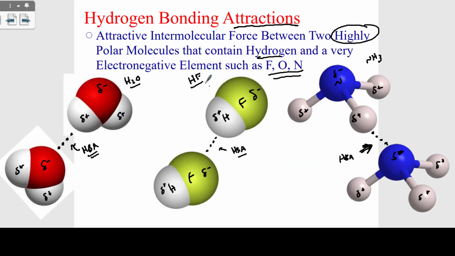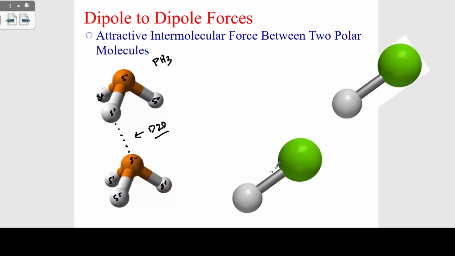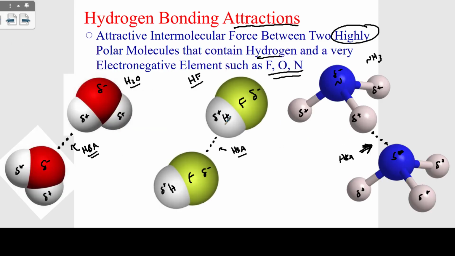Well, if we had HF, another great example would be HCl. Remember, chlorine is not as electronegative, which means it's not going to have as much of a negative side. The hydrogen is not going to be as much of a positive side, which means this attraction is going to be weaker than the hydrogen bonding attractions. We call that a dipole-dipole attraction. Okay?